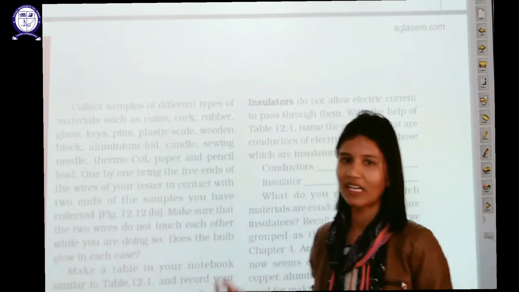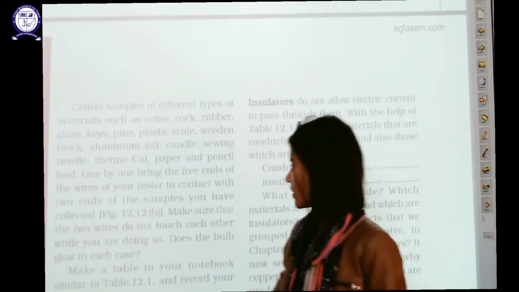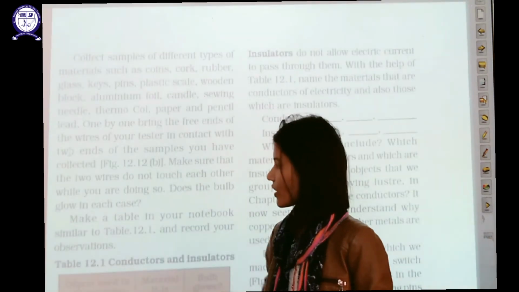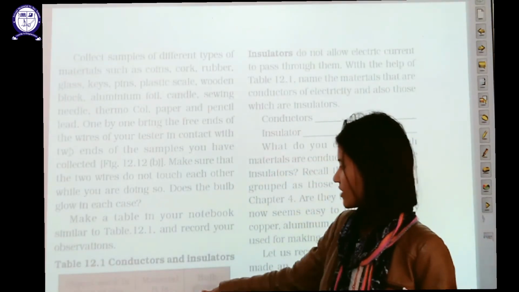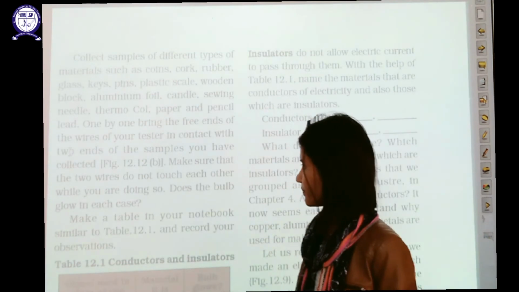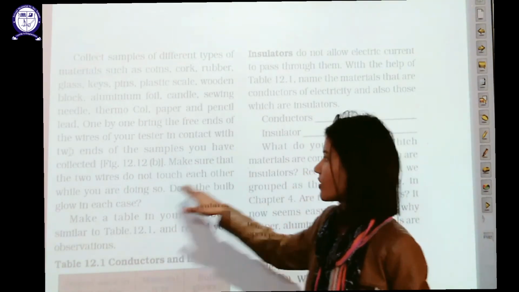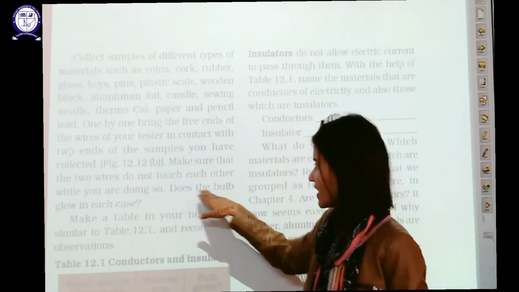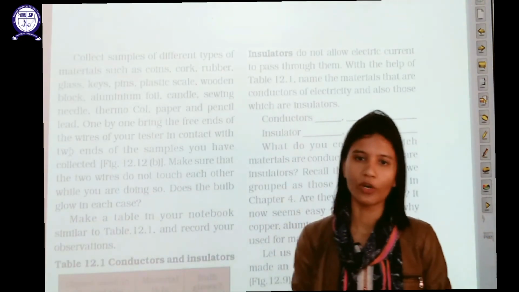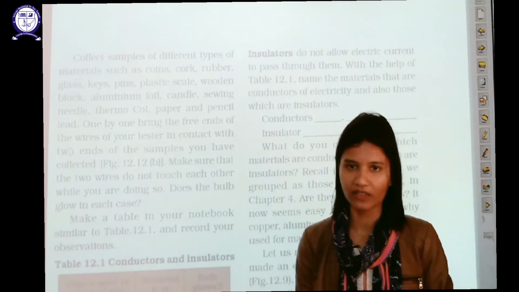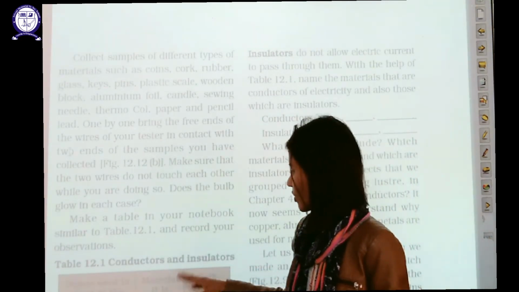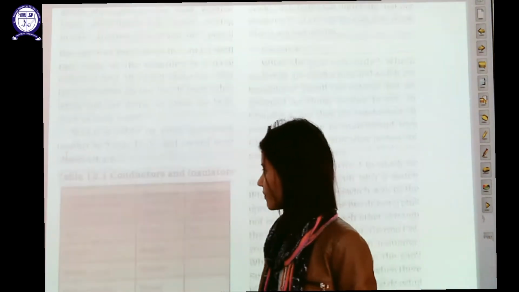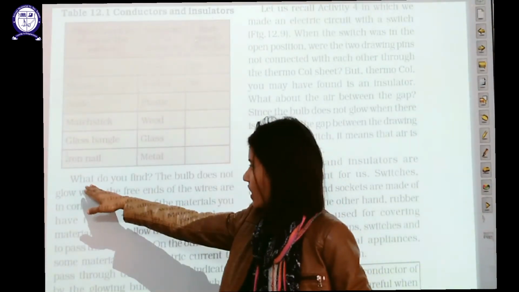and test whether that material is conductor or insulator, and you can write down your observation. Okay, in such type of table. You have to make sure that two wires do not touch each other while you are doing so. Does the bulb glow in each case? No, it will not. It will glow in case of conductor, it will not glow in case of insulator. Okay. Now, what did you find?